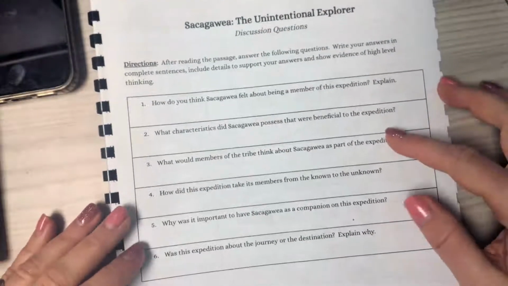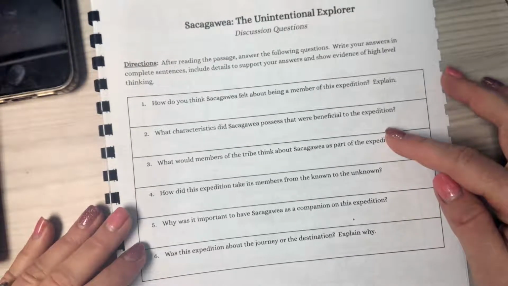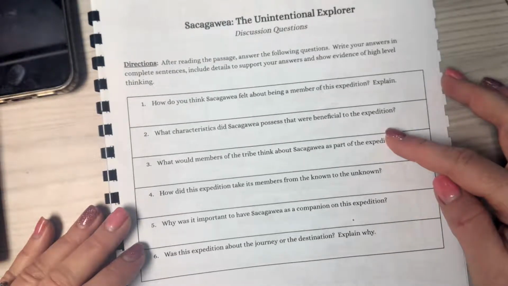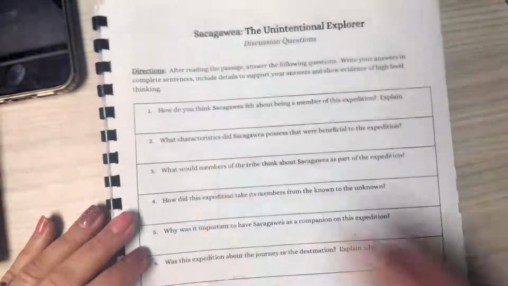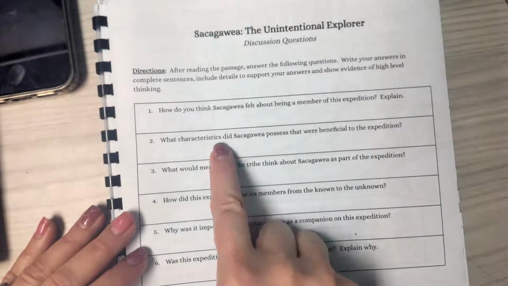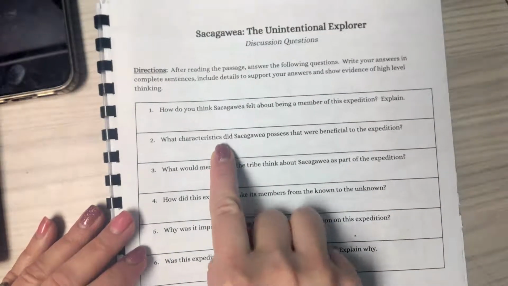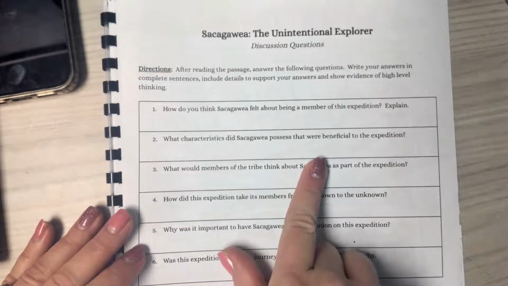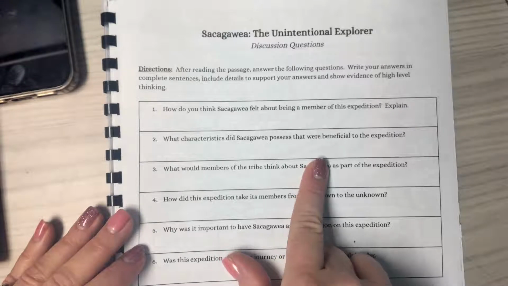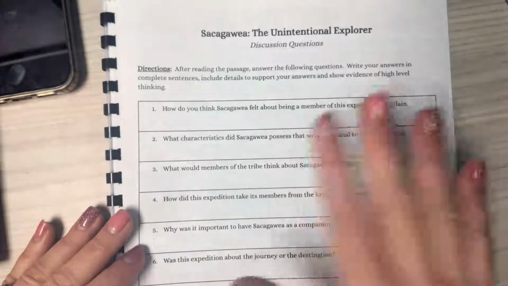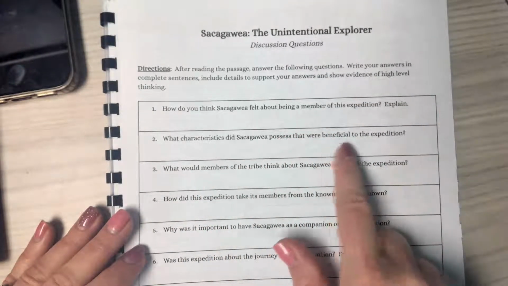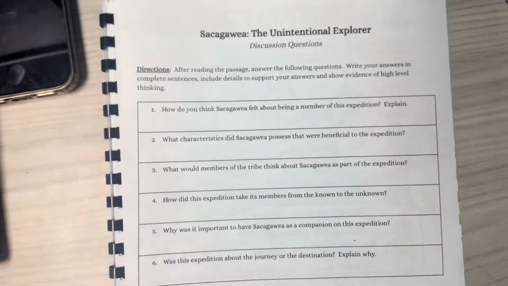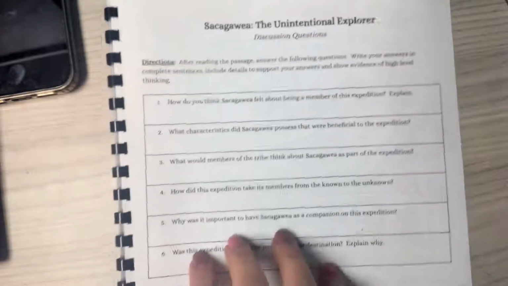Number 2, what characteristics did Sacagawea possess that were beneficial to the expedition? Notice it says characteristics, so that's more than one. So perhaps you'll start off answering this question by saying the characteristics that Sacagawea possessed were, and then you can list some of the characteristics that she had that helped the expedition. Be sure to explain yourself. Where did you get that information from?